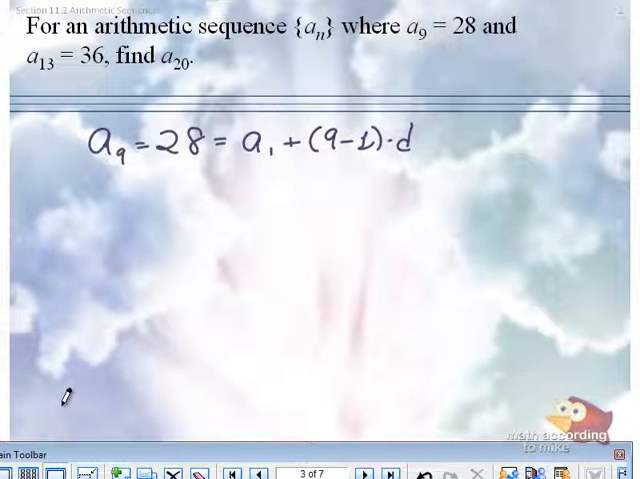So what's the other equation going to look like? A sub 13 equals 36 is equal to what? Good.